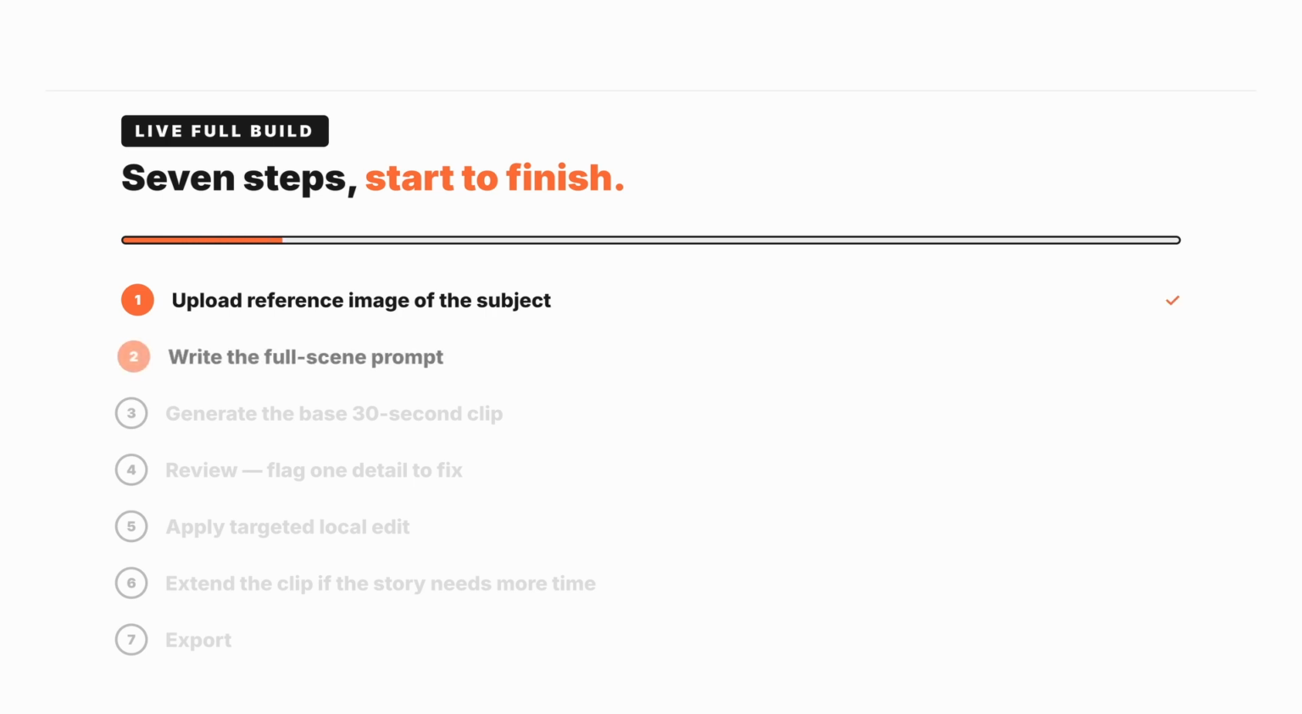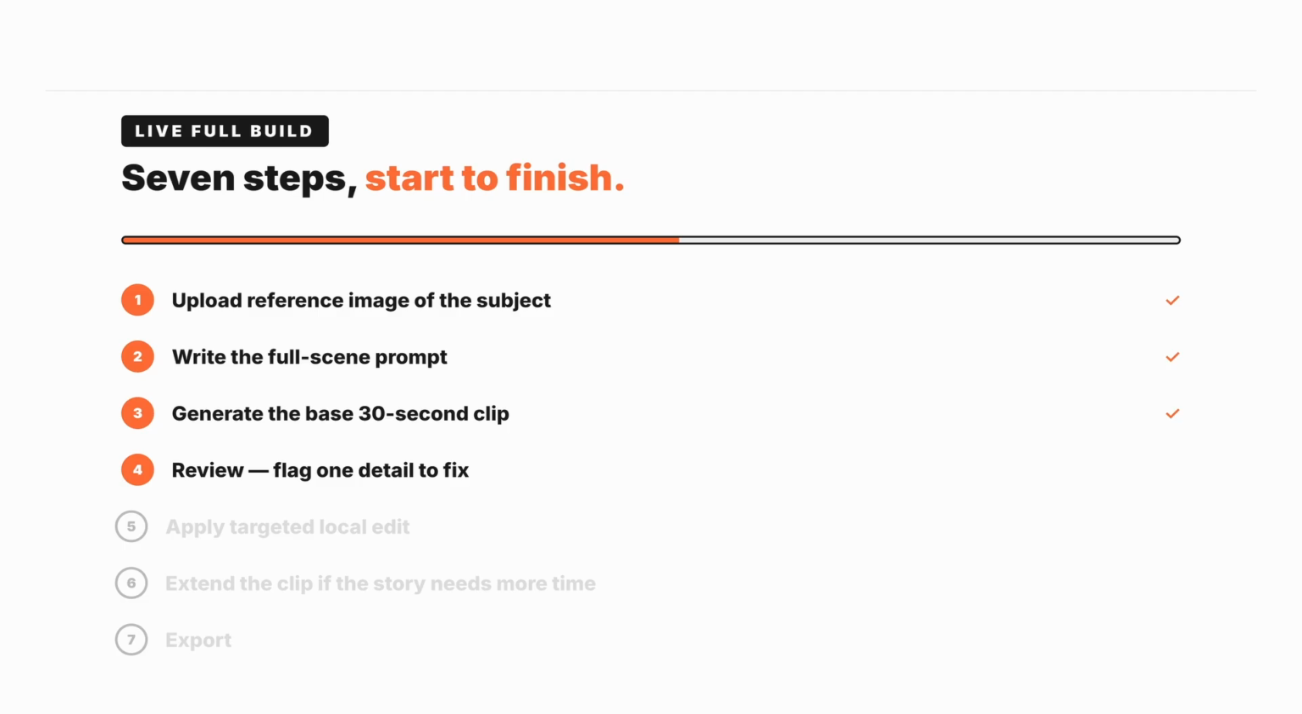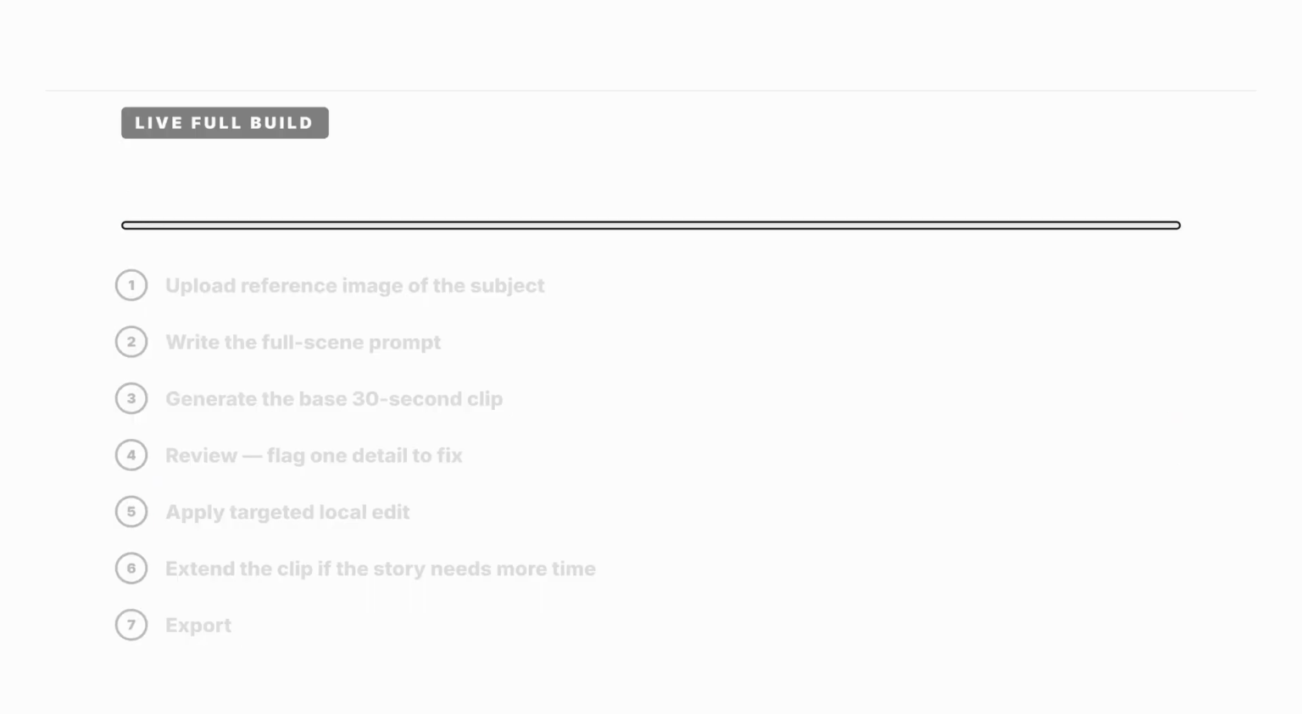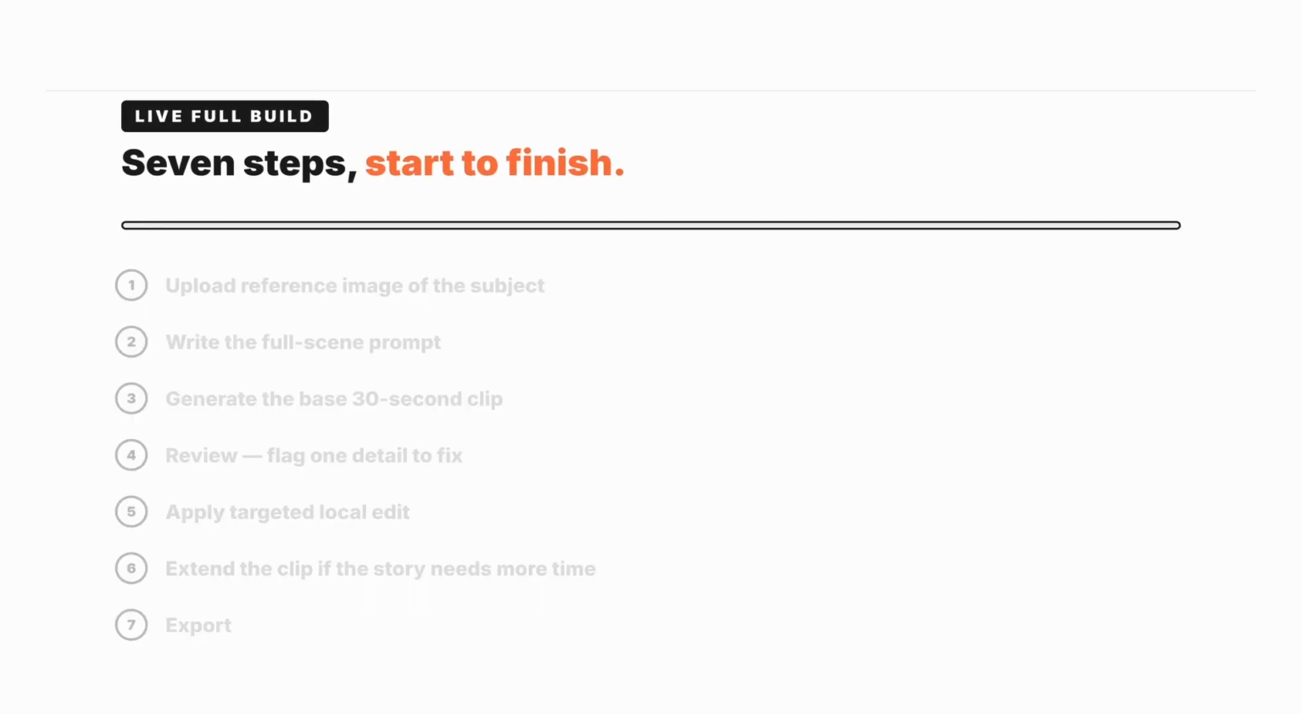live, so you can see the actual workflow, not just isolated examples. Upload a reference image of the subject. Write the full scene: prompt, camera movement, action, setting, mode. Generate the base 30-second clip or 15-second clip. It totally depends on you. Review, flag a detail to fix, apply a targeted local edit, extend the clip if the story needs more time, and export. That's a complete story-driven clip built without a single manual stitch point, without regenerating anything I had already approved, without the subject drifting once.